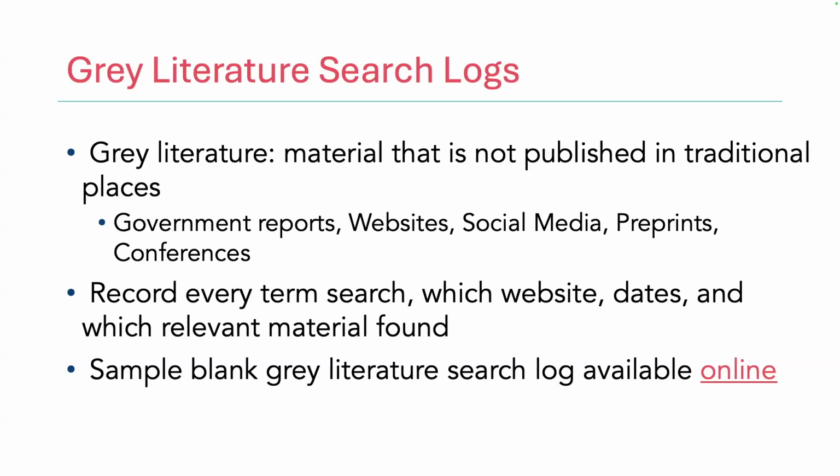Because if I search Google today and somebody in California searches Google with the exact same search tomorrow, we might get different results. But you're just trying to be as transparent as possible about where you searched and what you included. If you don't know whether you need to include gray literature in your search or not, contact your subject librarian. They're always happy to talk you through that.